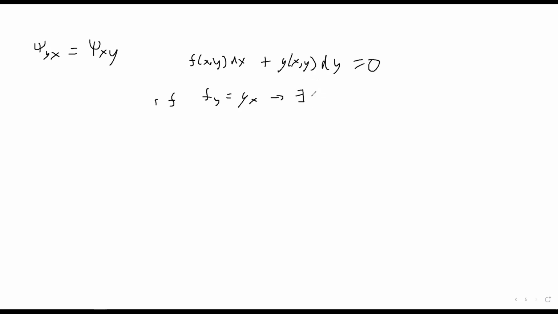This means there exists some function phi such that phi x equals f and phi y equals g. And then you can integrate away from g and f to get phi. And that's true if fy equals gx. And the reason for this now, let's assume for the sake of discussion that in fact phi does exist.